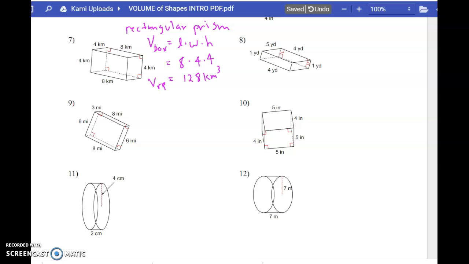Moving on down to the cylinder. The volume of a cylinder is equal to pi r squared, which you should recognize as the area of a circle. So you have a circle here on this end, times the length of that cylinder.